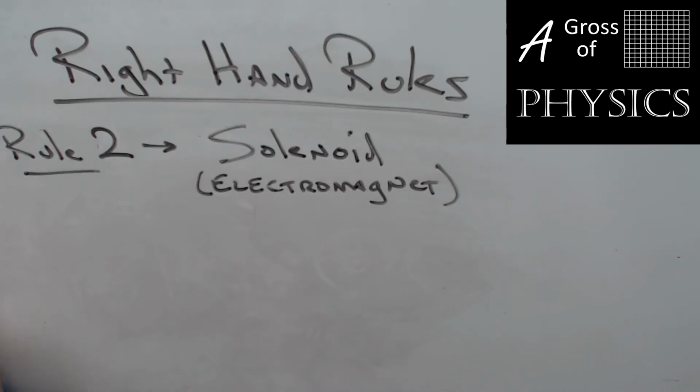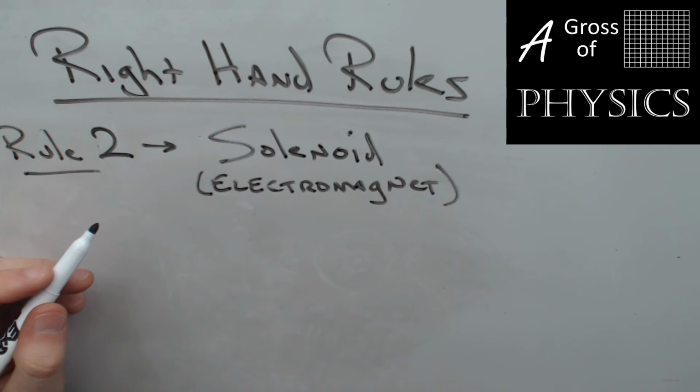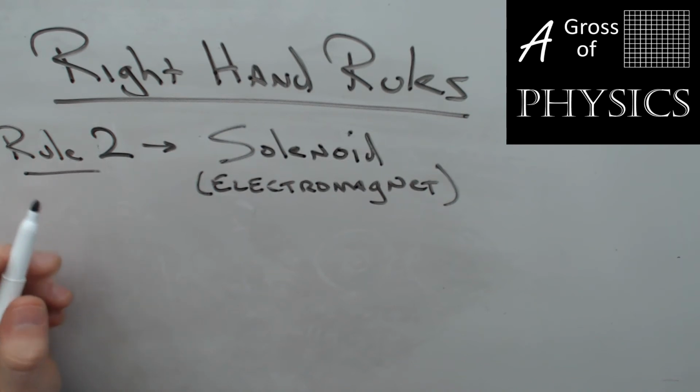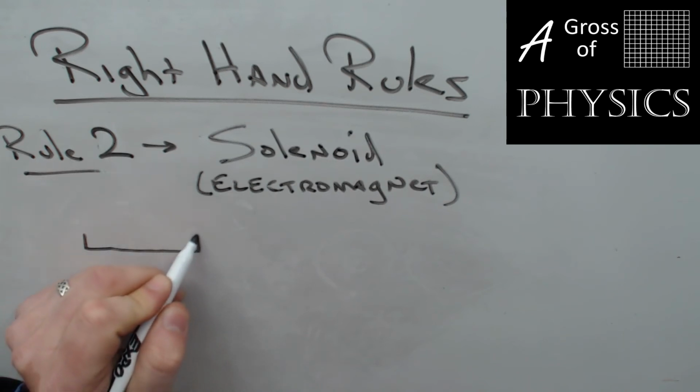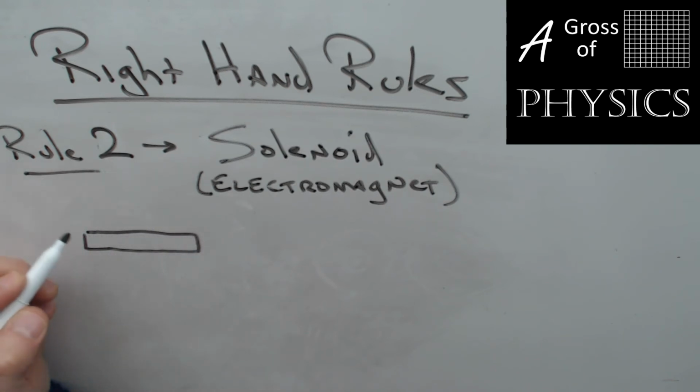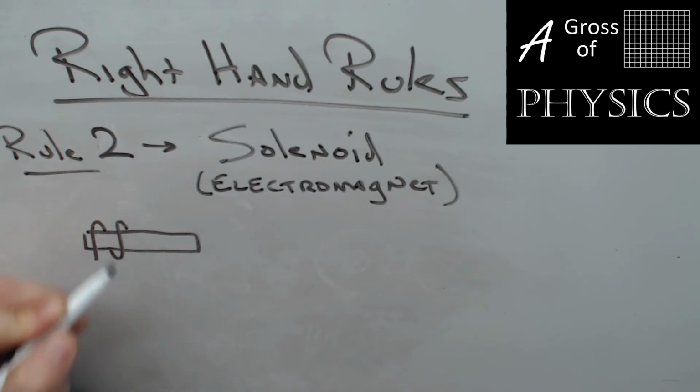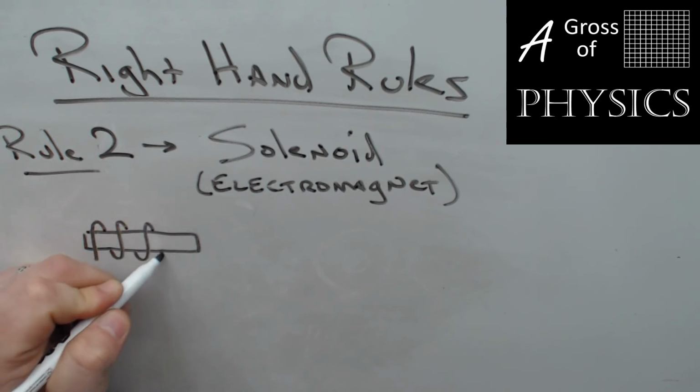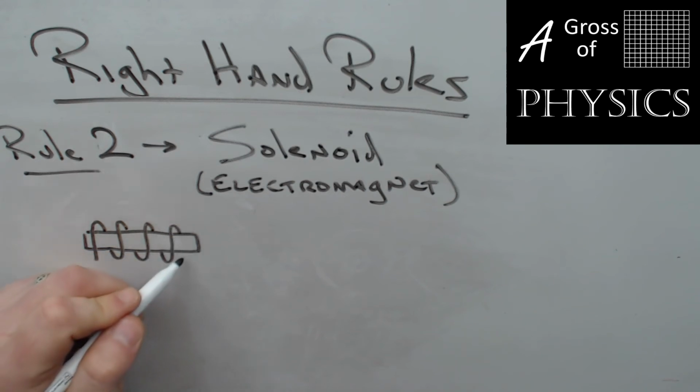All right, right-hand rule number 2 represents the field around a solenoid. And a solenoid, as I said before, is a fancy name for an electromagnet. What we typically have is wire wrapped around some kind of core, usually made of iron. And we'll take the wire and we'll wrap it around. And this will represent a three-dimensional space.